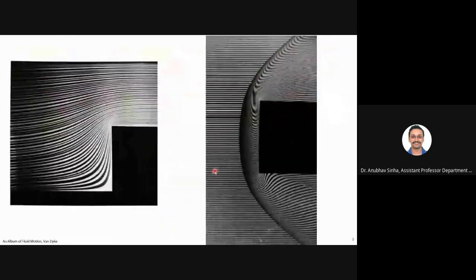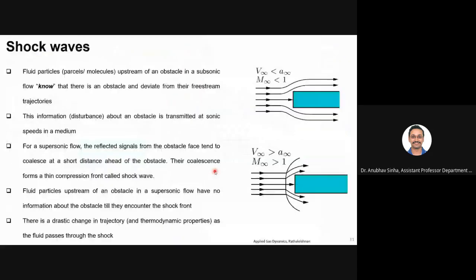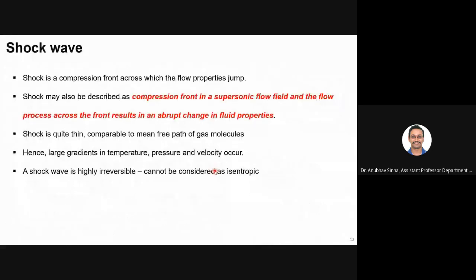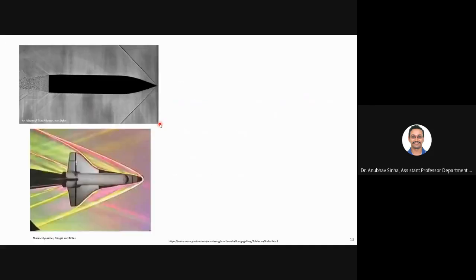Then we talked about some flow features and how we define a shock. So this is basically a compression front, and it is found in supersonic flow. Across the shock, we see a very abrupt, a very steep change in fluid properties that we are going to explore today. So we look at equations, how these properties vary, and what sort of changes to expect when you move across a shock. These are the general examples that we discussed.